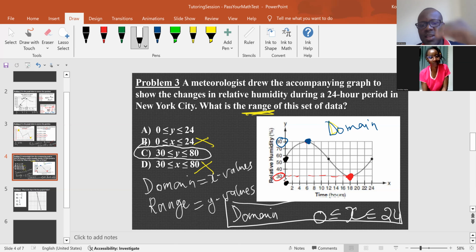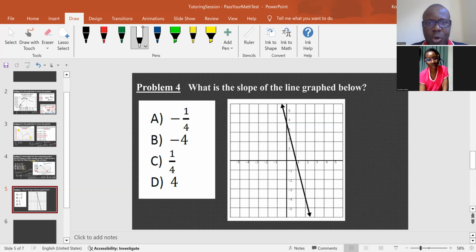If it's the range, it's between 30 and 80. But you have to understand that for domain, we use x for the notation. For range, we use y for the notation. Thank you. Okay, and the last question for this tutoring session is about the slope.